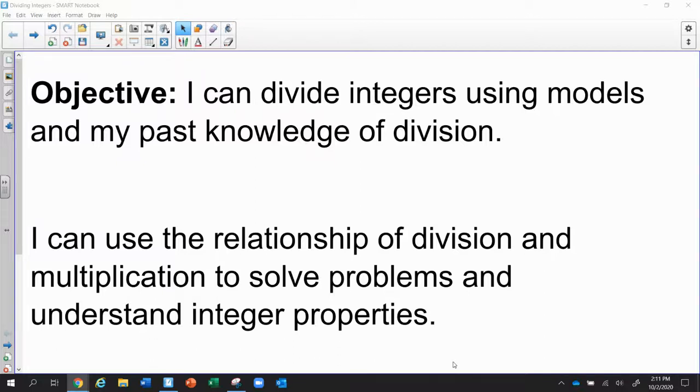Hey everybody, today we are talking about dividing integers. So our objective for the day is that I can divide integers using models and my past knowledge of division, and that I can also use the relationship of division and multiplication to solve problems and understand the integer properties.